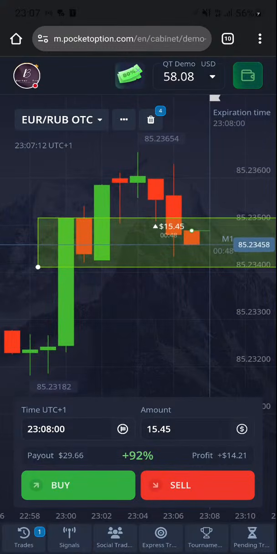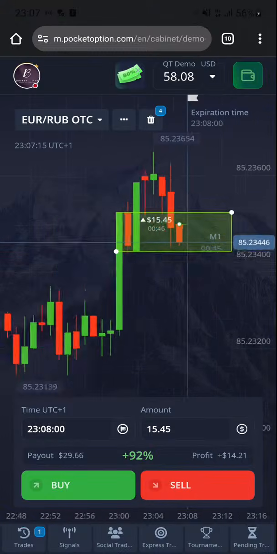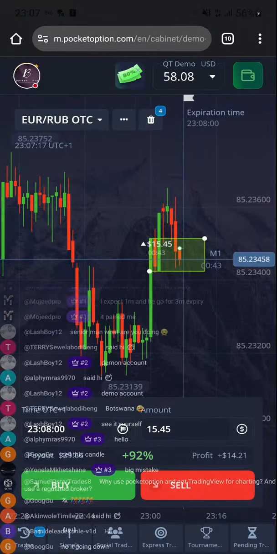I wasn't expecting this gap up, but sometimes it happens like that.